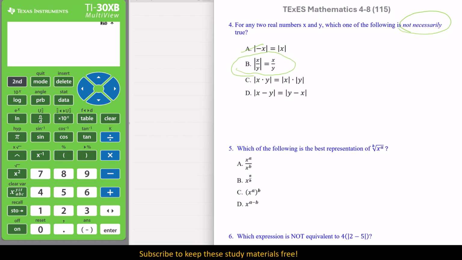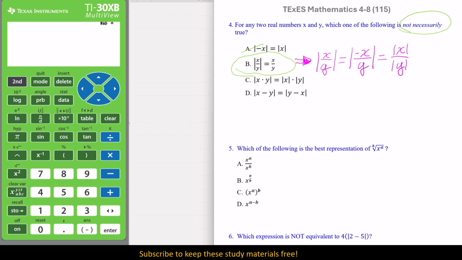And let's look now, if they rewrote that, and we'll look at the other ones too, I just had a thought. Think of it like this. If we said x over y equals, and then we had negative x over y, those are necessarily true. Or we said the absolute value of x over the absolute value of y. I would agree with all those, but I'm not going to necessarily agree with B.